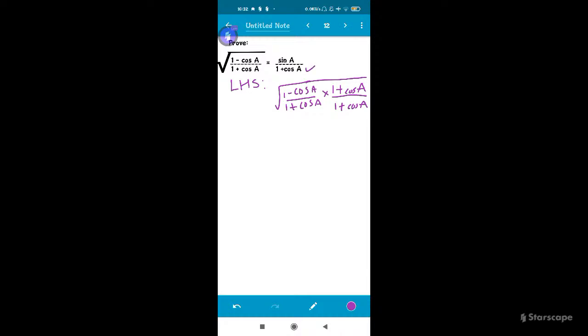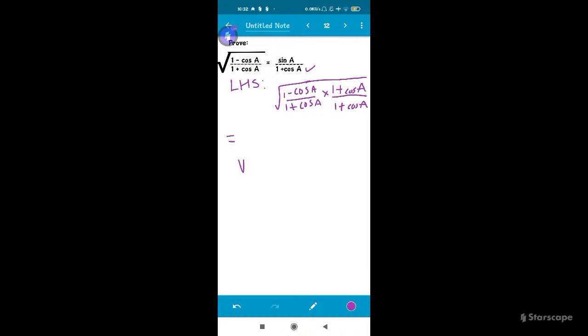And you don't have to think about the numerator after that. If the denominator is satisfied, the numerator will always be satisfied. One more thing that you have to keep in your mind is that whenever you're multiplying something with the numerator, you have to multiply the same term with the denominator as well, and vice versa. So we have multiplied 1 plus cos A on both the numerator as well as the denominator.